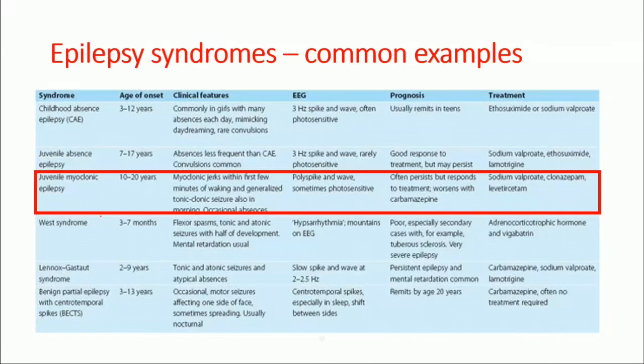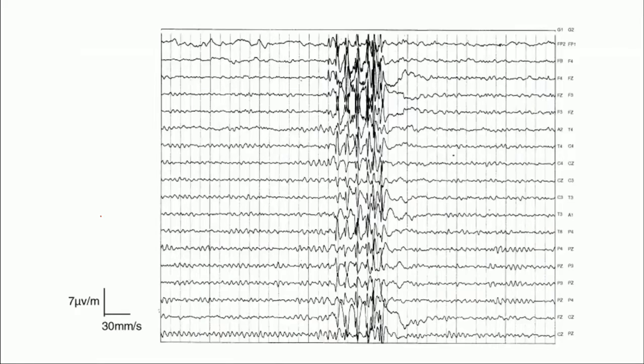So juvenile myoclonic epilepsy is an example of an epilepsy syndrome. And in that, this is one of the very typical EEG patterns you get in juvenile myoclonic epilepsy.